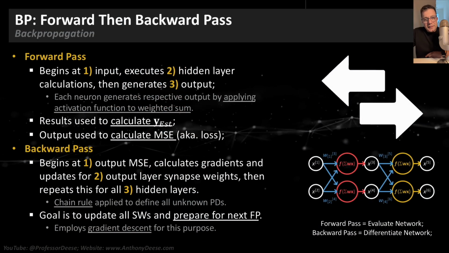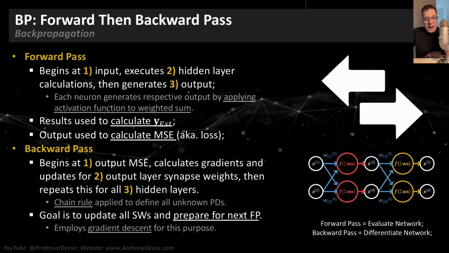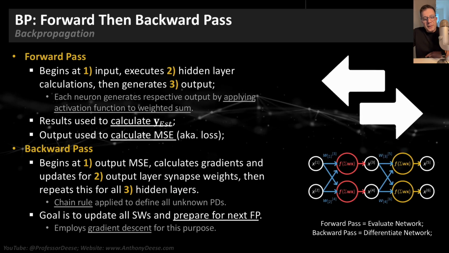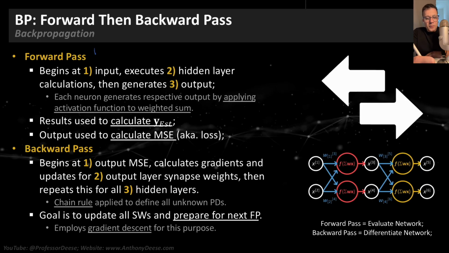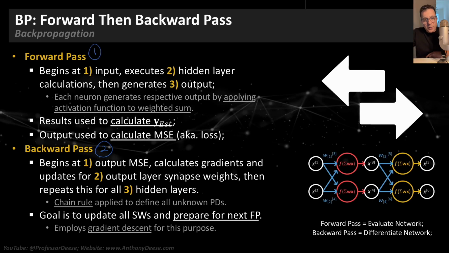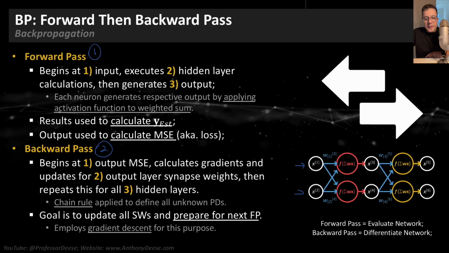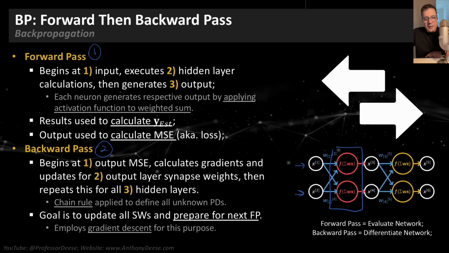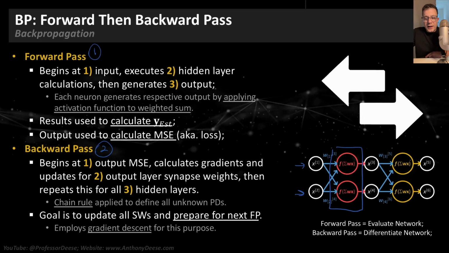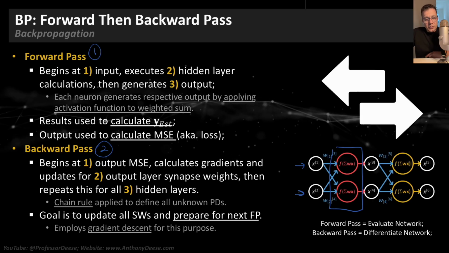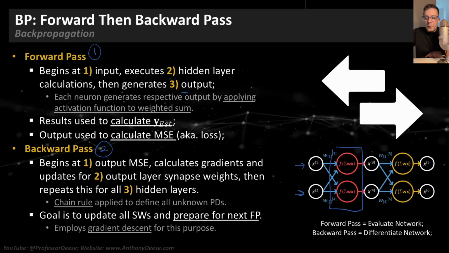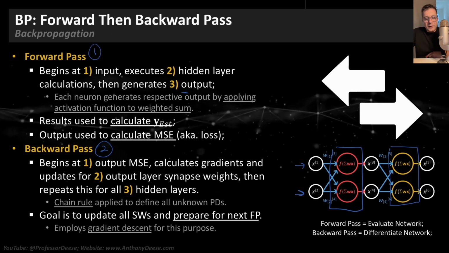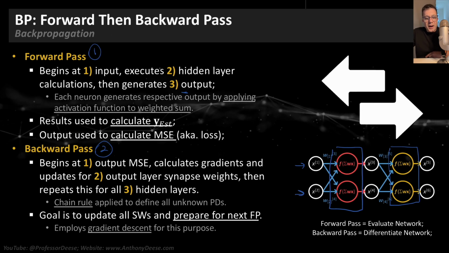So one thing I would like to say up front is that a single iteration of supervised machine learning via backpropagation can be divided into 2 stages: a forward pass and a backward pass. The forward pass begins at the input, executes the hidden layer calculations, essentially calculating the weighted sum of the synapse weights and the activation values or states, as well as applying the rectified linear unit activation function, and then generates the outputs as dictated by the output layer neurons. Again, you need the weighted sum and to apply the sigmoid activation function. So each neuron generates its respective output.